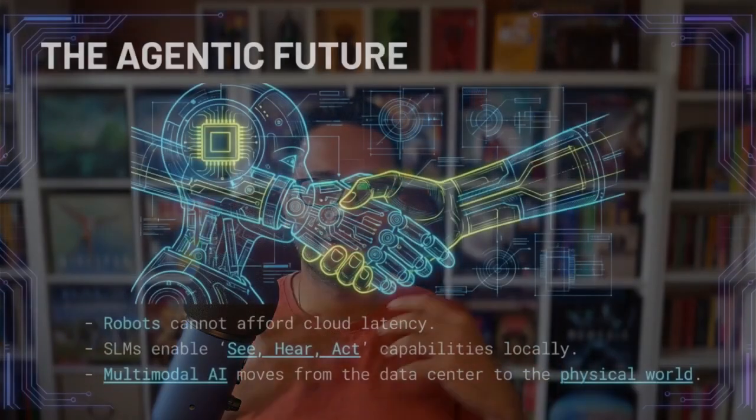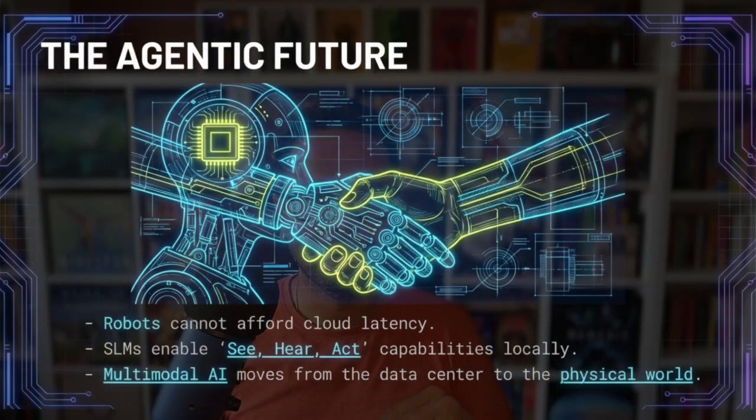Now, when it comes to robotics, robots cannot afford cloud latency, right? It will be a combination. All the humanoids being built in today's world have a combination of cloud as well as on-physical-device AI models. And when it comes to SLMs, there are SLMs which are multimodal as well, which have see, hear and act capabilities locally in those humanoids. So it is a perfect example where it moves from the data center to the physical world, where we can actually embed these models into these robots.